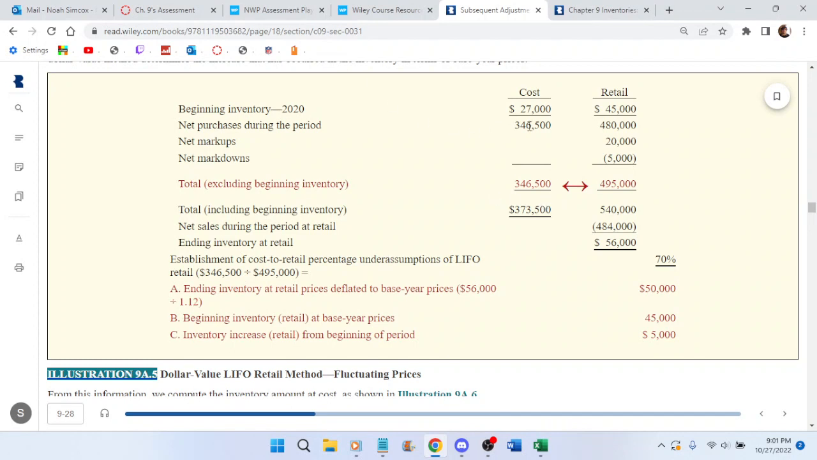Beginning inventory, purchases during the period, net markups, net markdowns. Then, once you have your net markups and markdowns, you end up with this number. However, you exclude beginning inventory, and then this is going to be 70%.